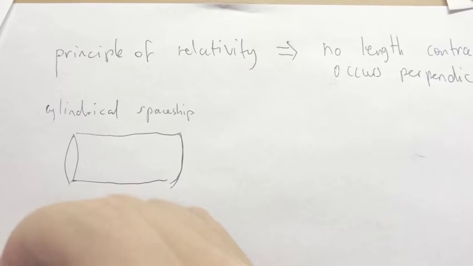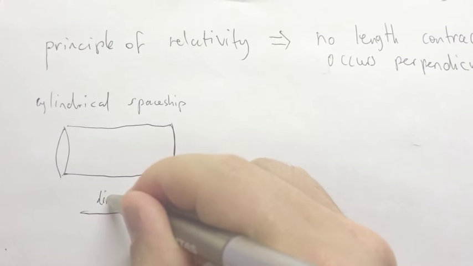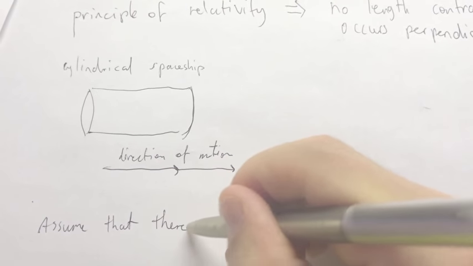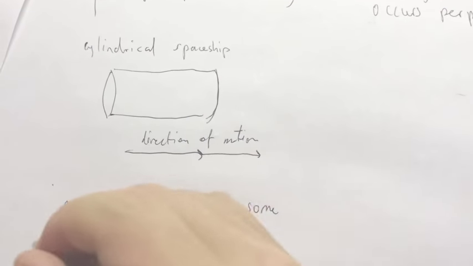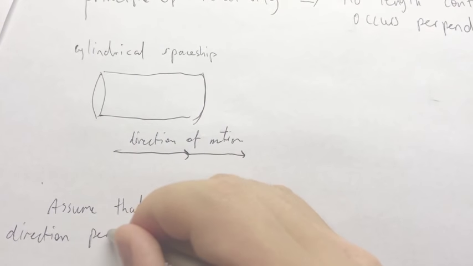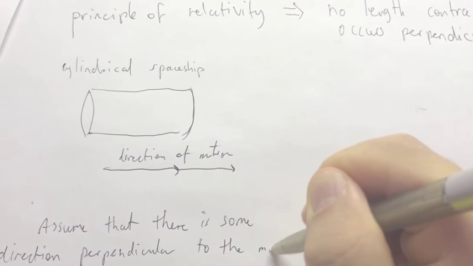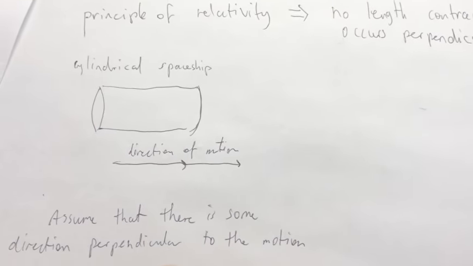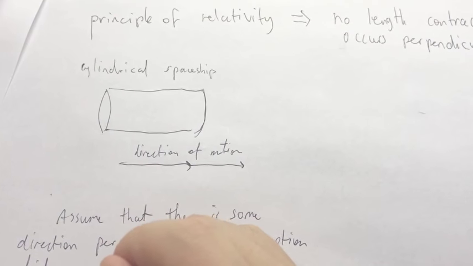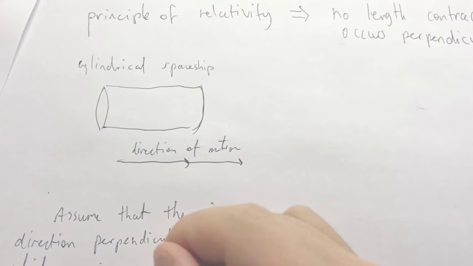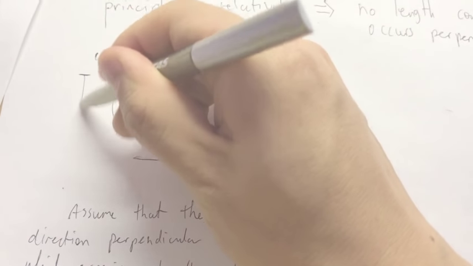And then let's assume, and it's going this way, there is some direction perpendicular to the motion which experiences length contraction. For the sake of this diagram, let's say it occurs in this direction.